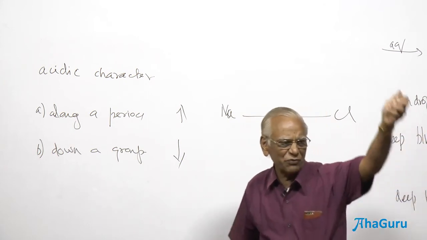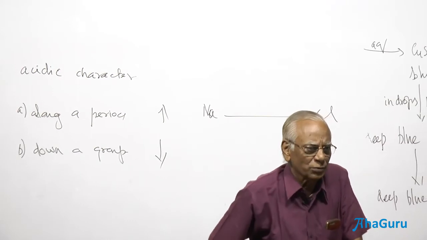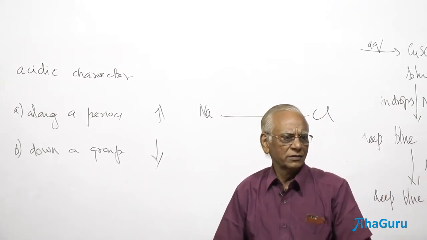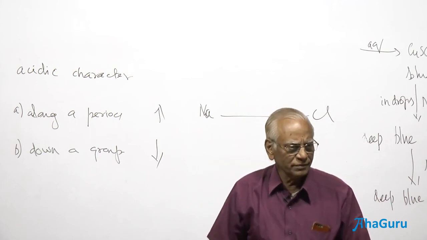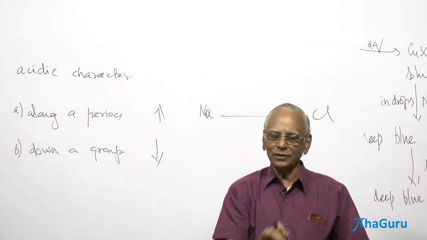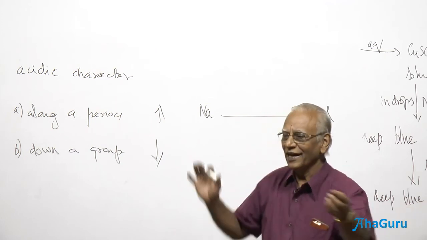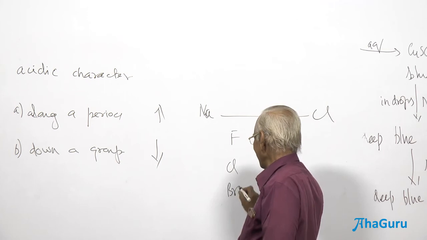Which example should I take to explain? The acidic property decreases down the group. Tell me one beautiful example to explain this. Basic property increases. Give me one example. Halogens, wonderful. Fluorine, chlorine, bromine, iodine.